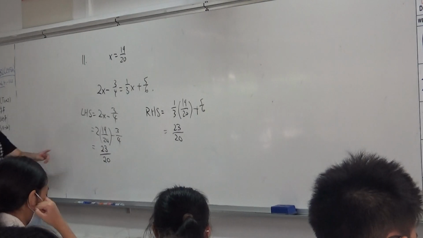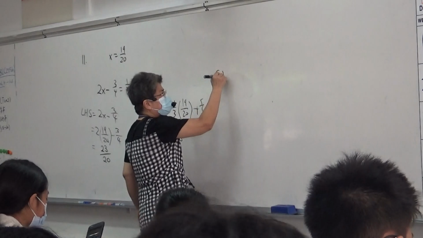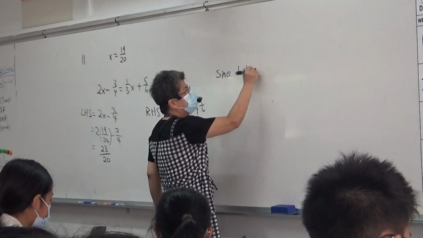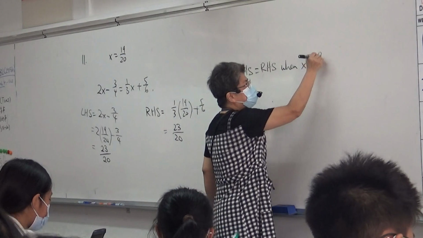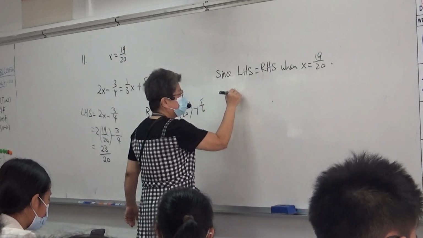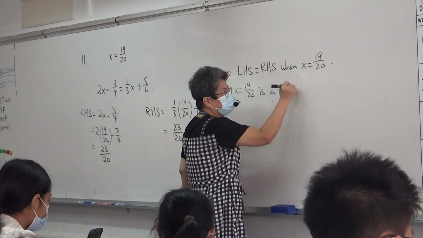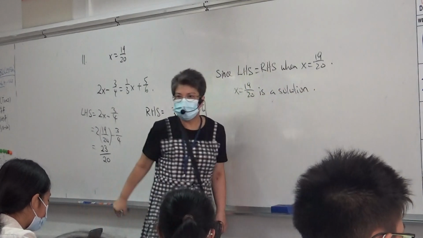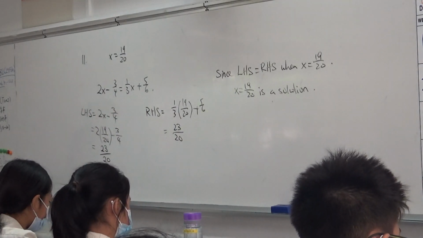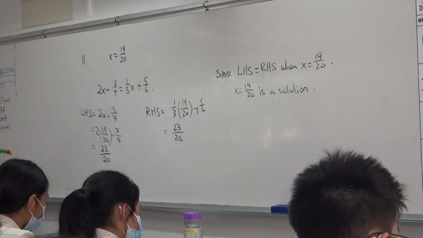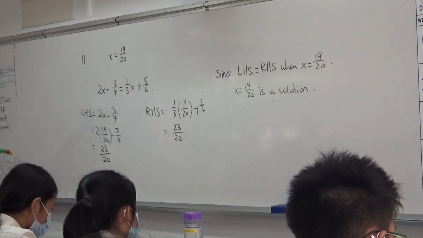Okay, so how to conclude? You must say, since left hand side equals right hand side when x is 19 over 20, x equals 19 over 20 is a solution. All of you must write this. All of you take this down into your notebook, because in O-level you must know how to explain.